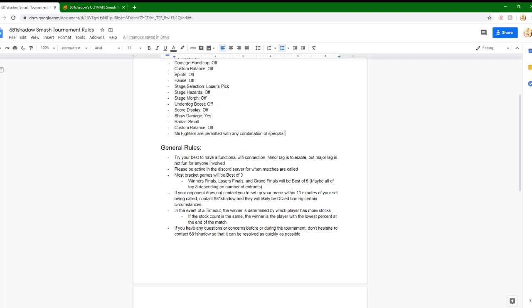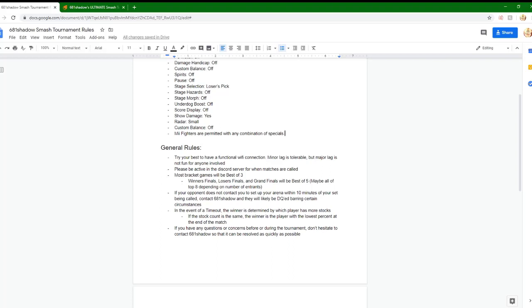And then the way the bracket's going to work is that most bracket games will be best of three. Right now I'm saying that winners finals, losers finals, and grand finals will be the only best of five matches. But depending on how many people we get, if we get a mass amount of people in this tournament, then I might do all of top 8 being best of 5. So we'll see how that goes. I'll update everyone in the Discord if I make the decision to change it.